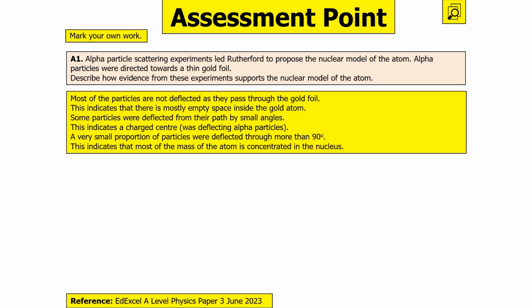Right, it tells us that most of the particles are not deflected because they pass straight through the gold foil, which indicates that most of the gold atom is empty space. Some particles were deflected from their path by small angles. This indicates that there's a charge center to the atom with the same charge as the alpha particles. Then a small proportion were deflected through 90 degrees, they were backscattered, so most of the mass must be concentrated in this small point, which we call the nucleus.